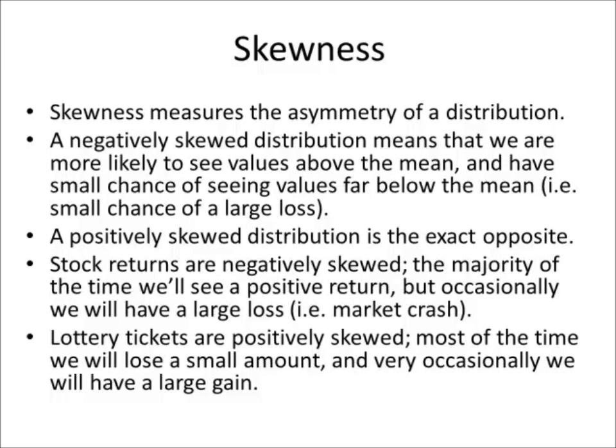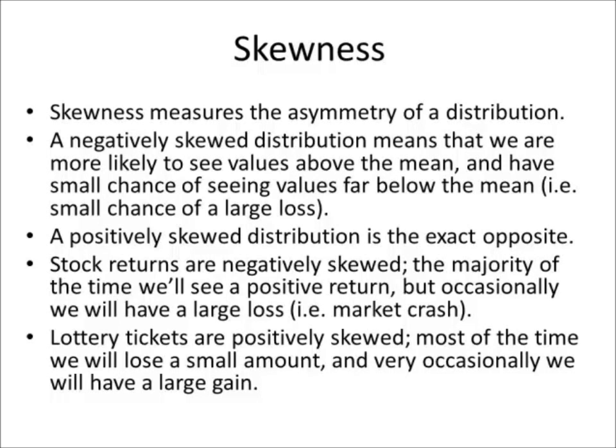When we have a negatively skewed distribution, this means that we are more likely to see values above the mean, and we have a small chance of seeing values far below the mean, i.e. a small chance of a large loss. A positively skewed distribution is the exact opposite. Now, we'll talk about an example, and hopefully this will make it a lot clearer. Let's think about stock returns. Empirically, stock returns, most of the time, not all the time, have a negative skew.